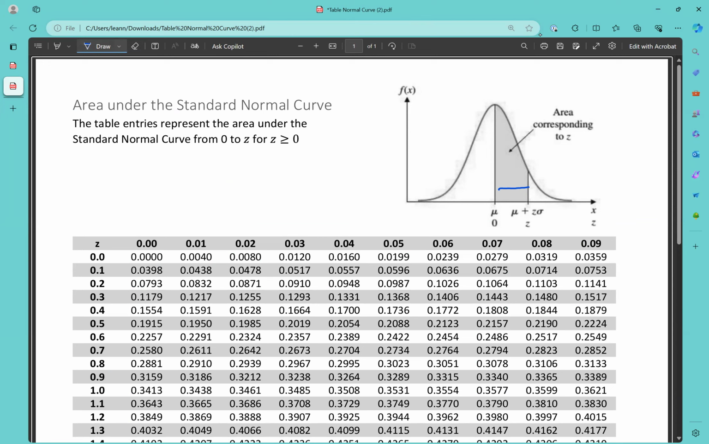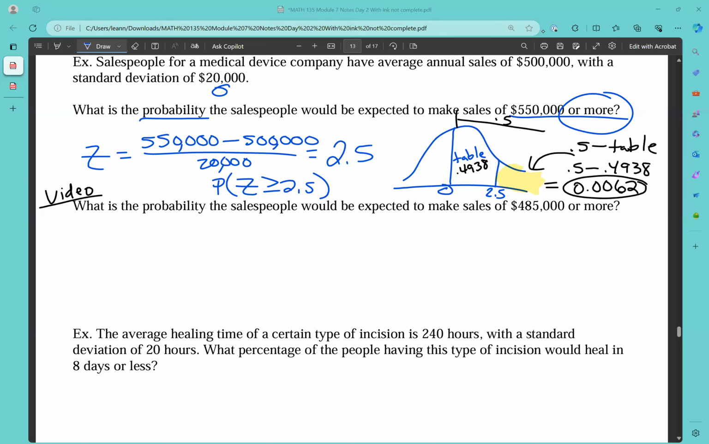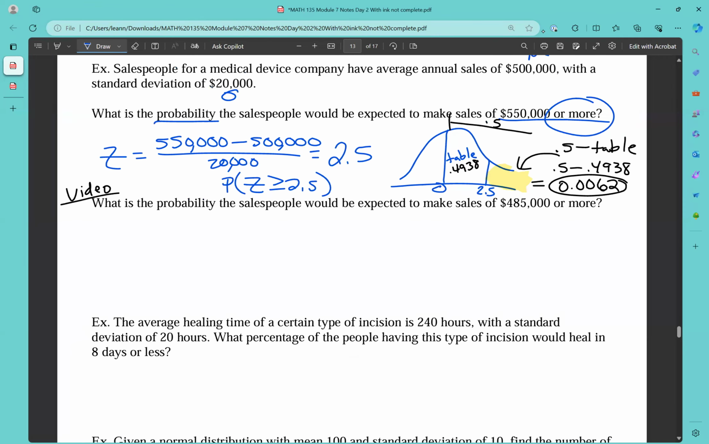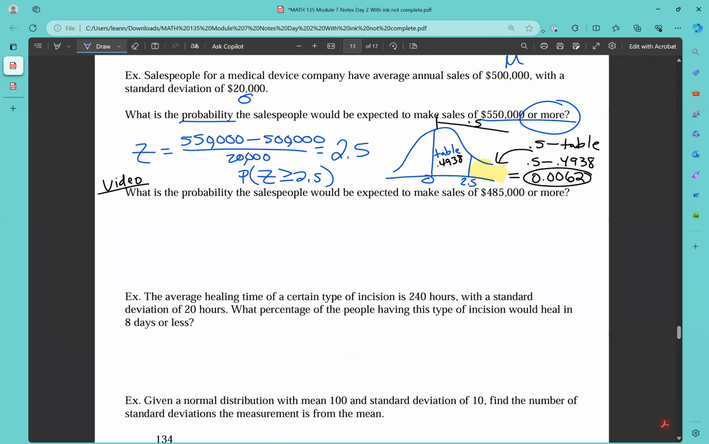All right, so let's get back to the notes and look at the next example that we had not done together. Just to recap, this example said that salespeople for a medical device company have an average annual sales, that's their mean, of 500,000, with a standard deviation of 20,000. Now this one says, what is the probability, so we're looking for probability, that decimal value we were looking at on the table, that the salespeople would be expected to make a sale of 485,000 or more.